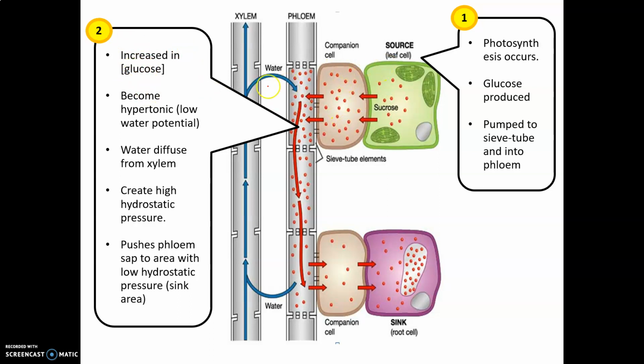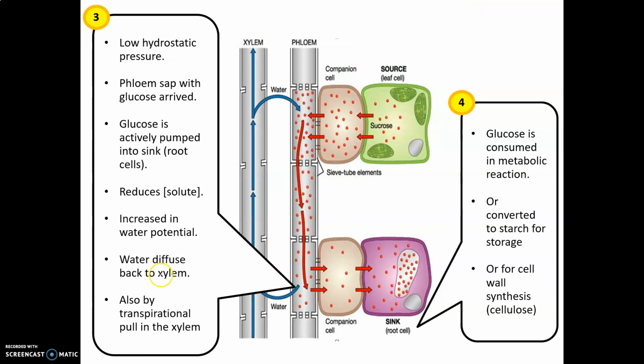Now this area become hypotonic, which is low water potential. Water akan diffuse from the xylem, which then create high hydrostatic pressure. Now dia akan push the phloem sap to the area with low hydrostatic pressure, iaitu in the sink area. Kemudian apa yang berlaku seterusnya ialah this area with the low hydrostatic pressure, phloem sap with the glucose akan arrive.